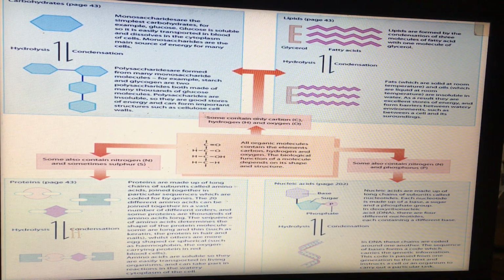So we have again four organic molecules, which are carbohydrates, lipids, proteins, and the nucleic acids.